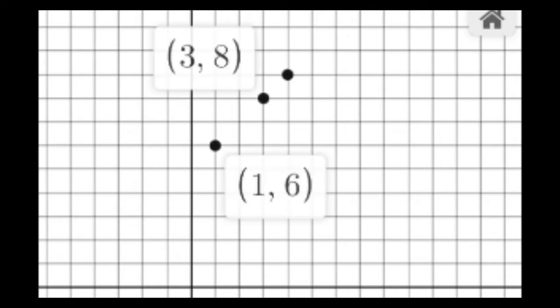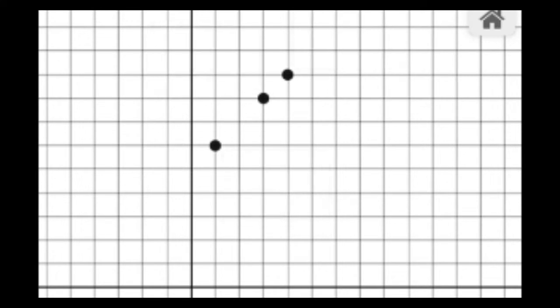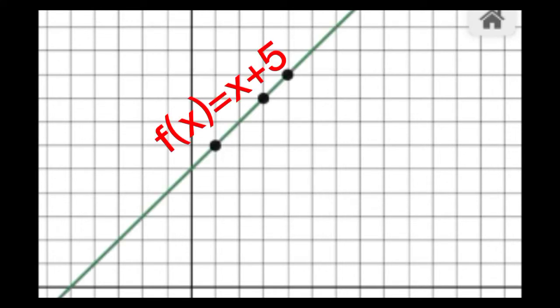Let's graph from the pairs of coordinates f of x equals x plus 5. The points are (1, 6), (3, 8) and (4, 9). Connecting the points, we have here the graph of f of x equals x plus 5.